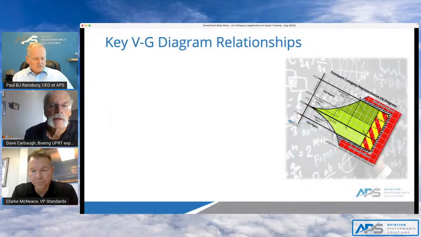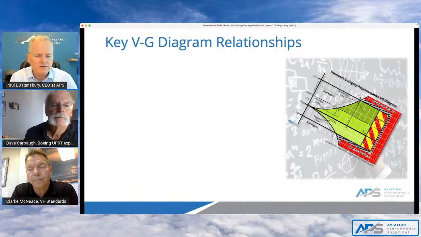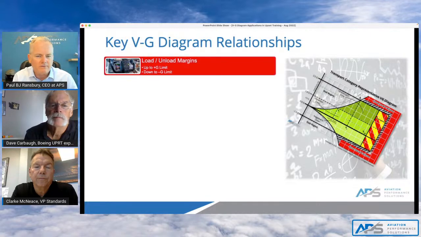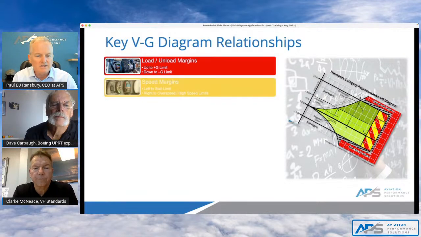Okay. All right, let's talk a little bit about some key relationships. So for the instructors on the call and even pilots in training, there are some fundamental relationships, and we're going to show 6 of them. I want to talk about the first 4 first. On the VG diagram, we've talked about the load and unload margins. So for example, up to the positive G, down to the negative G. We're going to discuss that in a little bit more detail.